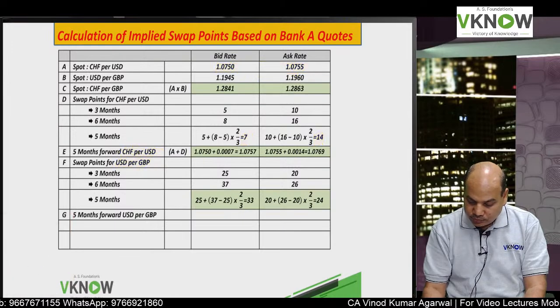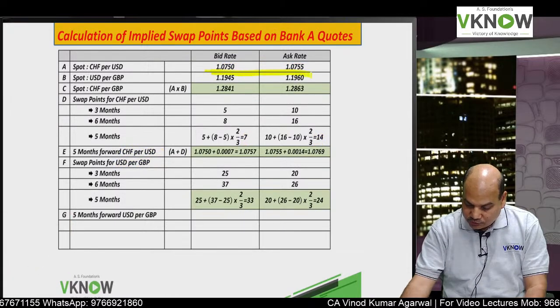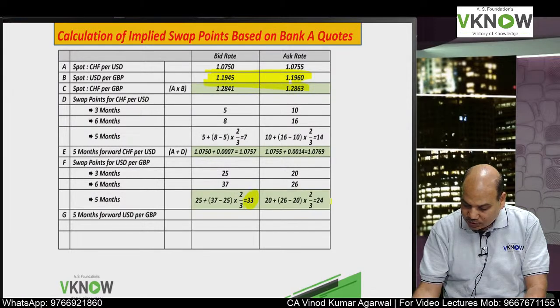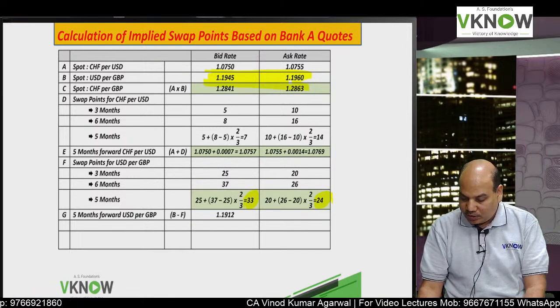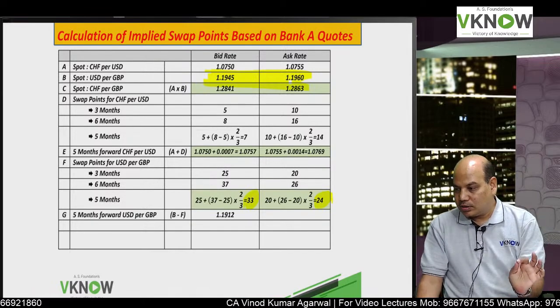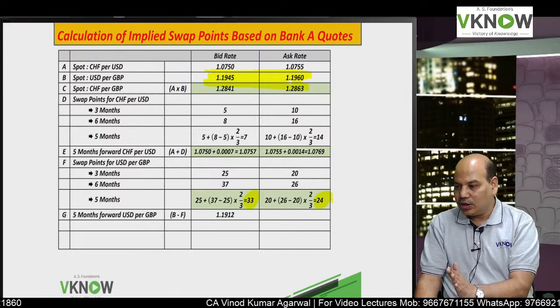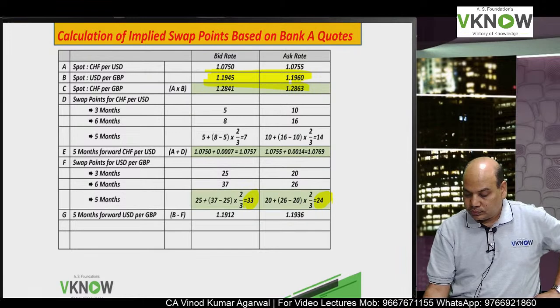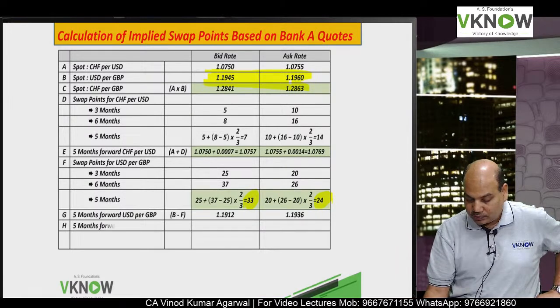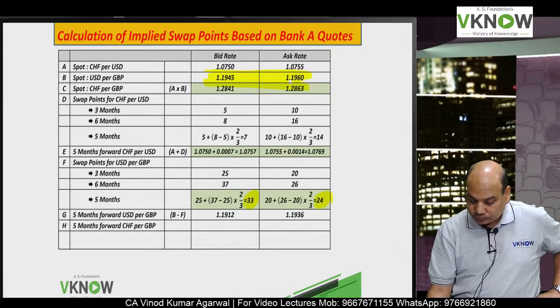Now what will you do? You will take this point number B minus, because it is in descending order. You will get B minus F because the swap points are in descending order. So discount: 1.1912, 1.1936.